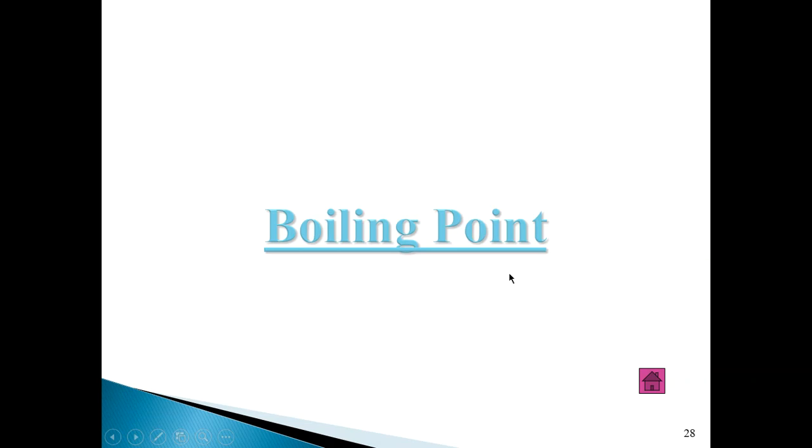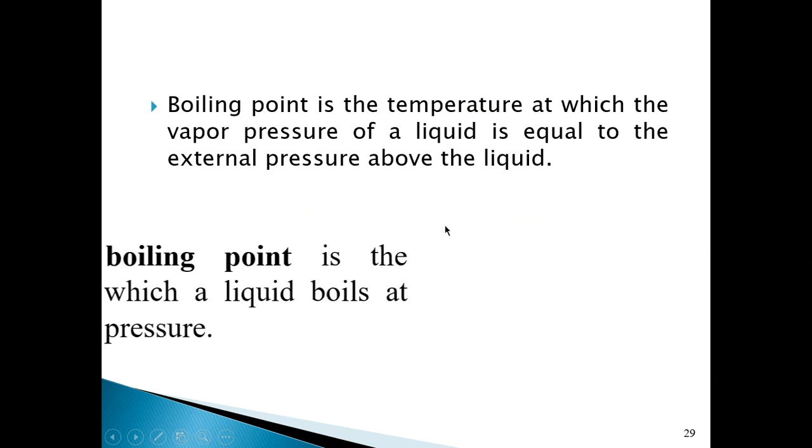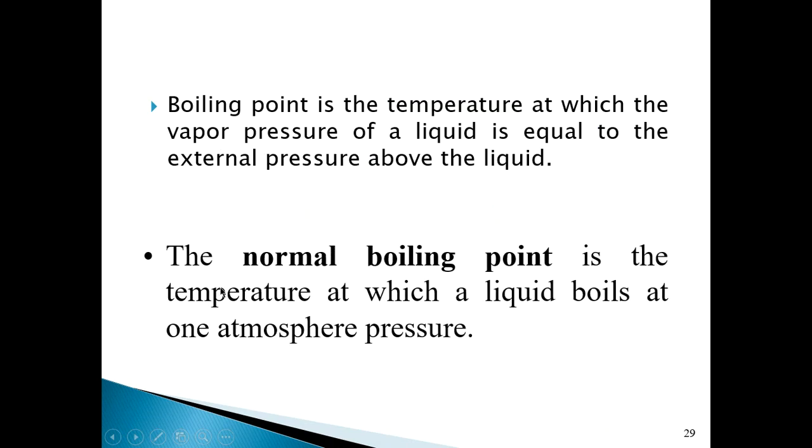So the next property we're going to look at here is boiling point. The boiling point, by definition, is the temperature at which the vapor pressure of the liquid is equal to the external pressure above the liquid. All right, so that's what we call the boiling point. Now, the normal boiling point is basically that temperature, but where the atmospheric pressure is 1 atmosphere.